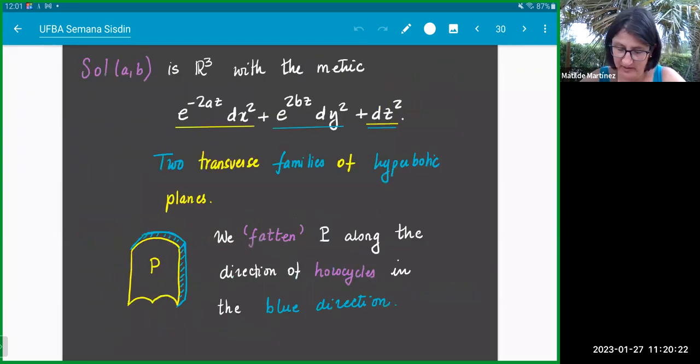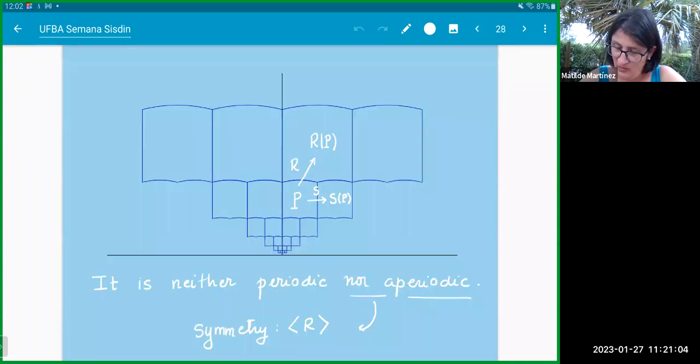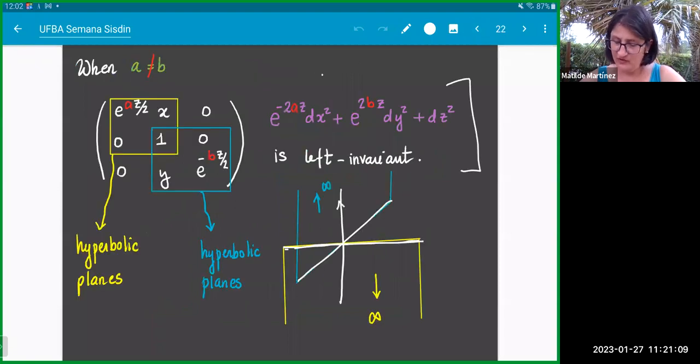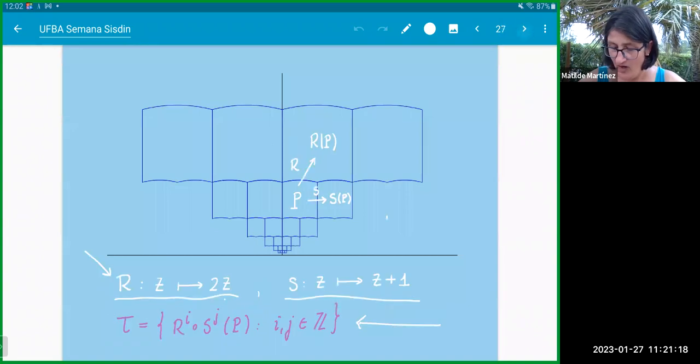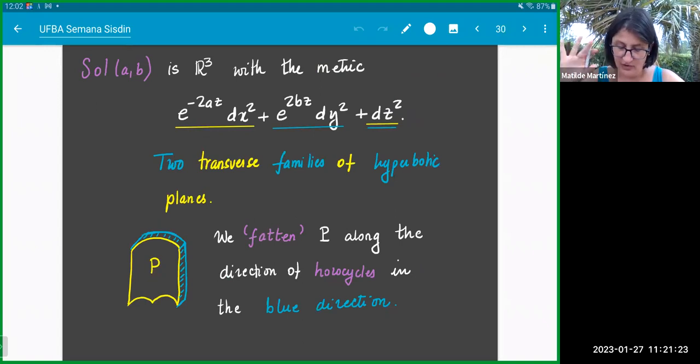So far we have a tiling in the hyperbolic plane. But now remember that this group SOL AB is some three-dimensional Lie group that is foliated by two transverse families of hyperbolic planes. So what we're going to do is we're going to take one of these planes and we're going to draw this tiling we have on the hyperbolic plane. And now we have to fatten it in some way that will give a tiling on the whole group. So we draw this aperiodic repetitive tiling on one yellow plane. When I say yellow and blue, I'm referring to this structure of transverse yellow and blue hyperbolic planes in the group. I draw the tiling on some yellow plane, and now I'm going to fatten it along the blue direction.